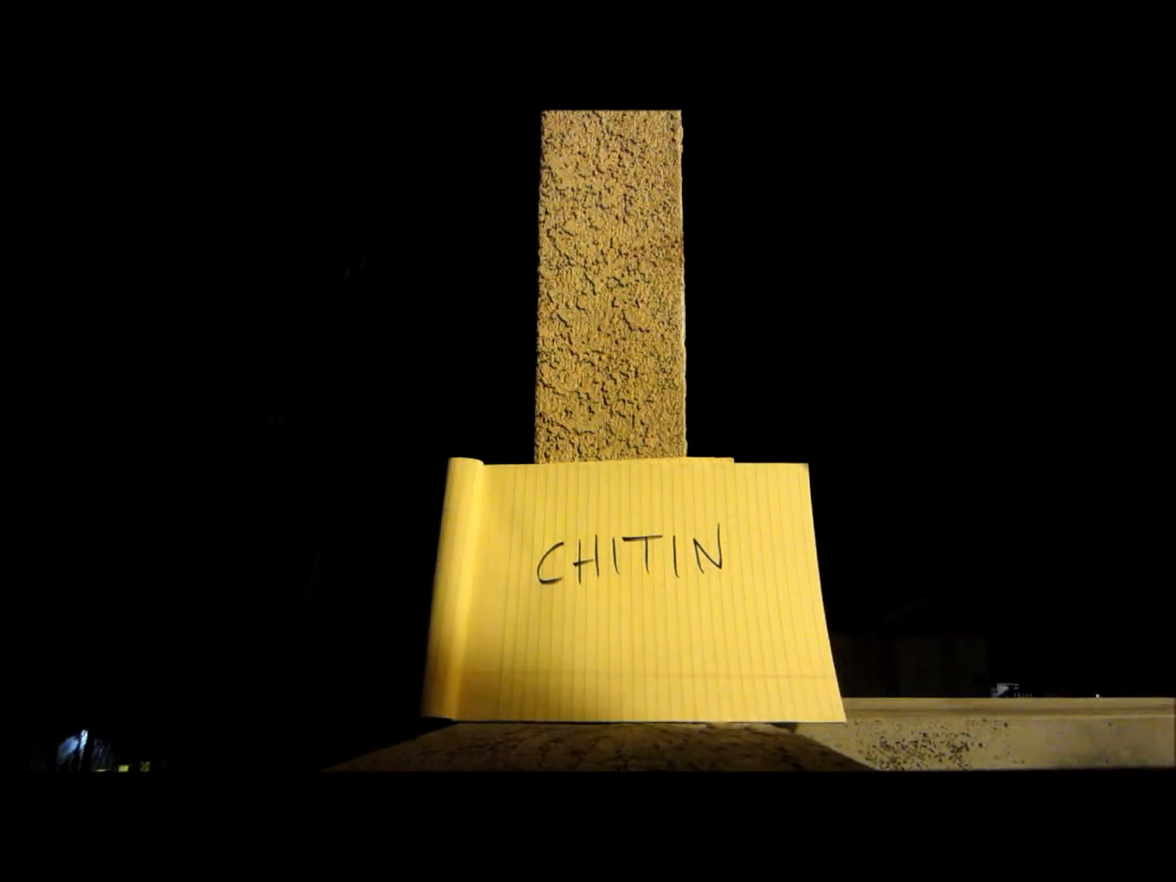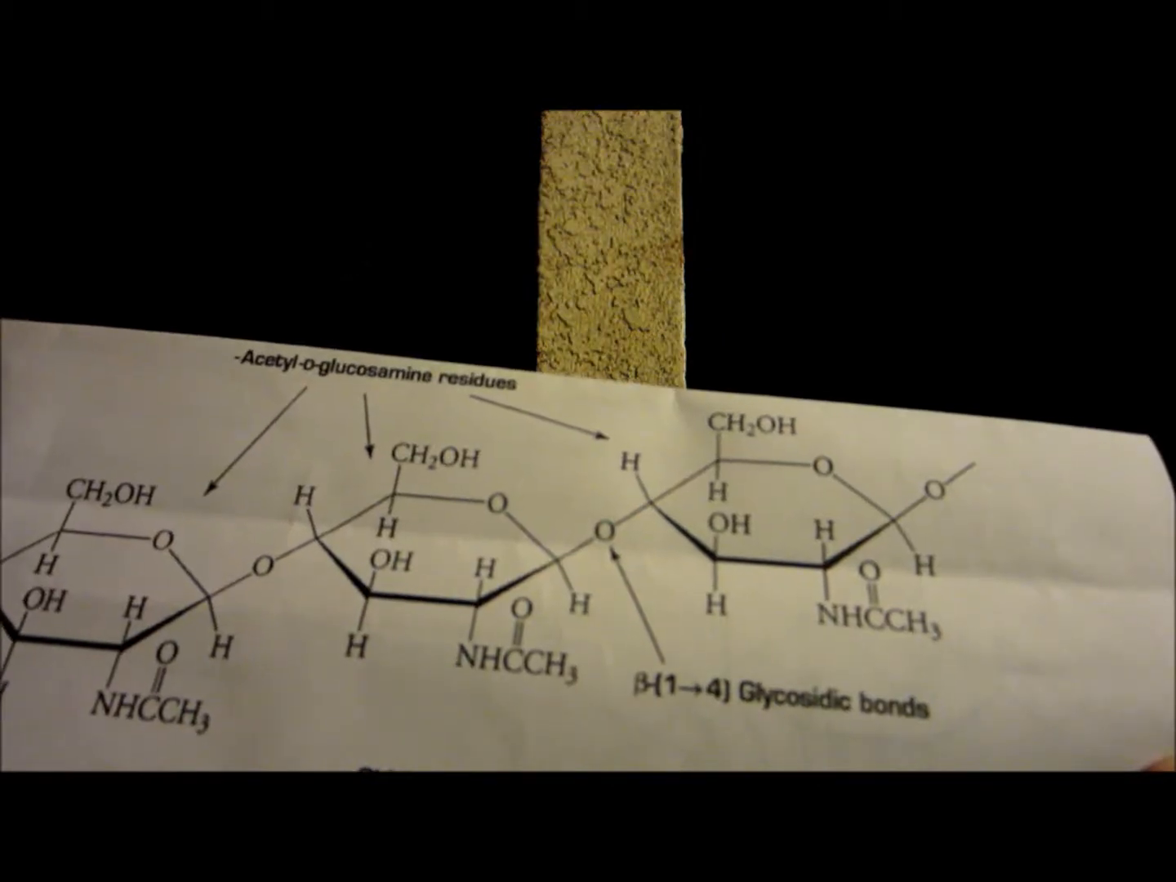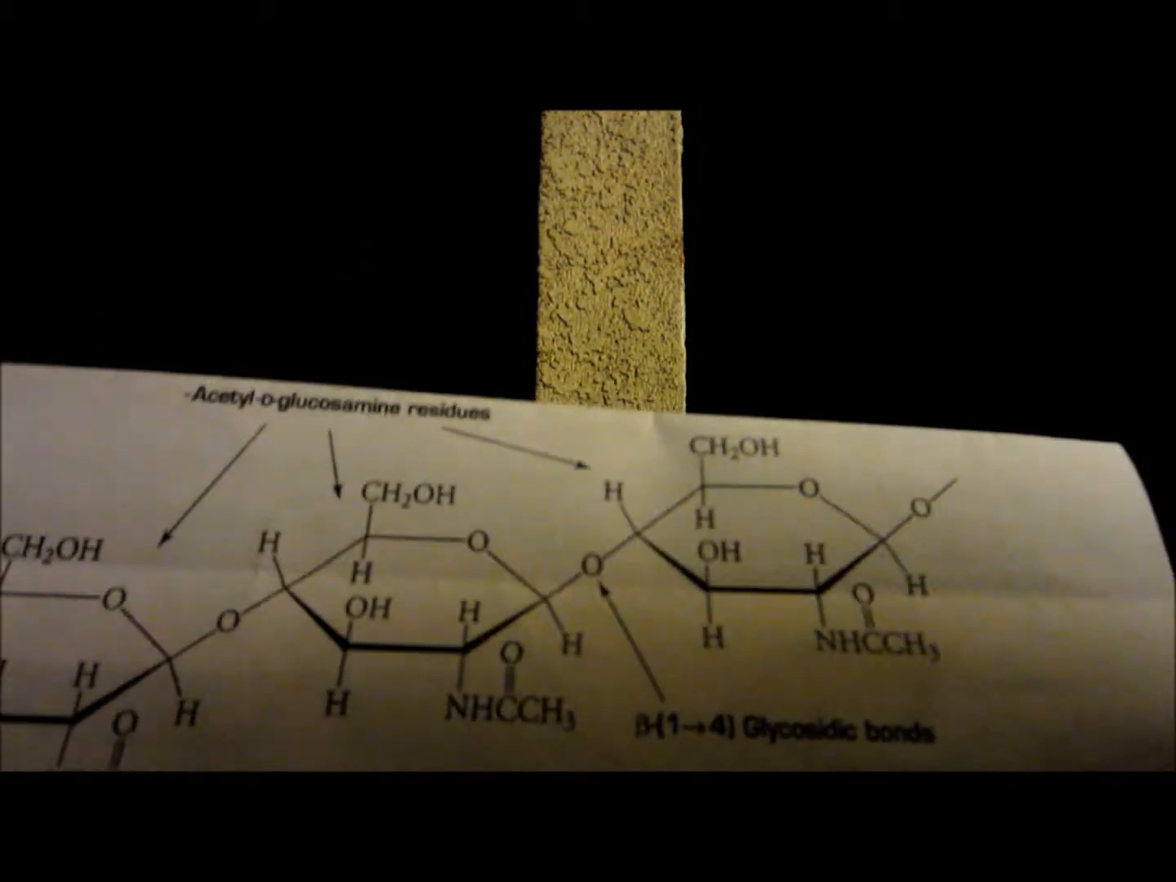Lastly, chitin is the fourth homopolysaccharide, and it is composed of N-acetylglucosamine chains that, like the chains of cellulose, form beta 1-4 bonds with each other.